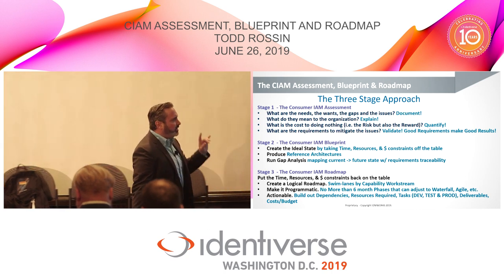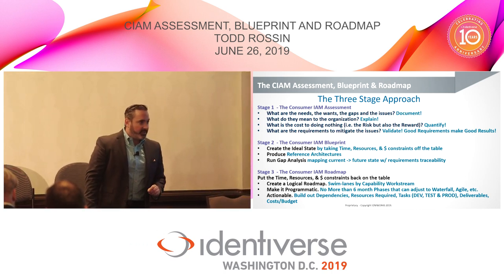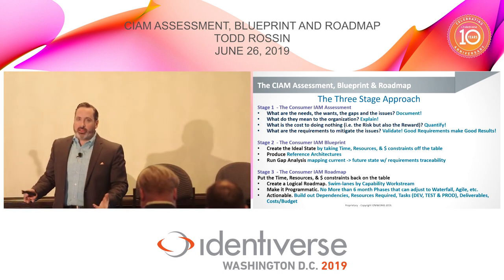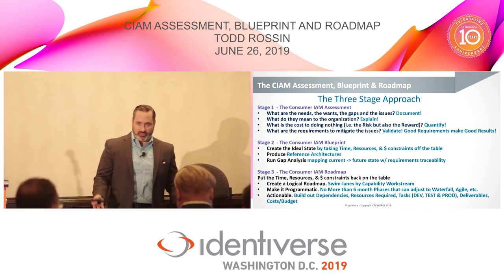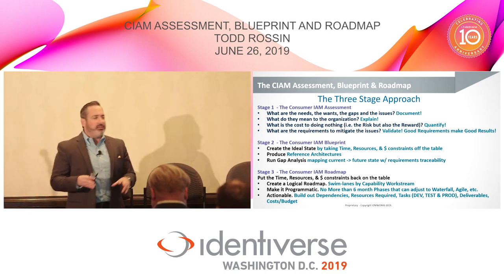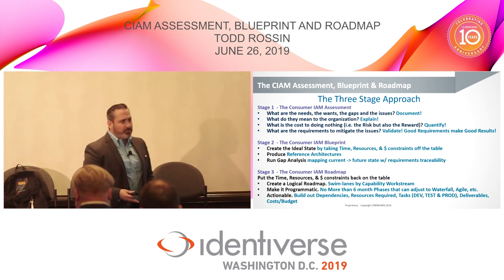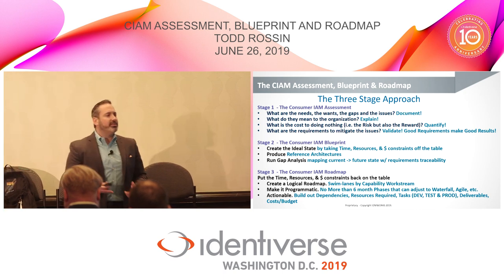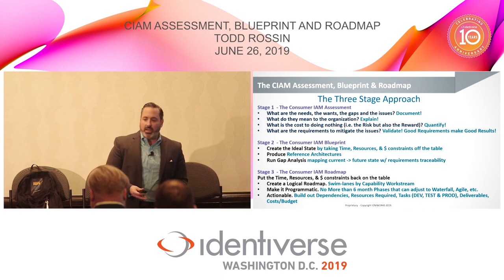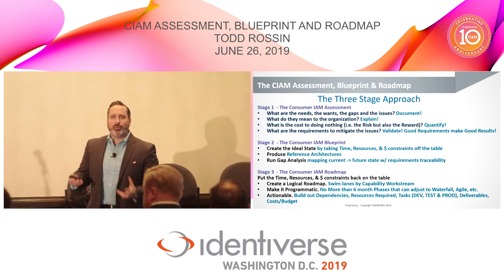We want to go into the roadmap. Here's the thing about the roadmap. Got to put the constraints back in. The reason we took them out was so we can see what this ideal state would look like. We're not going to do everything. Nobody has ever done everything. Put time, resource, constraints back in, and if we've prioritized our issues, we know what we need to do first, second, third, fourth, 1A, 1B, 1C maybe. And now you can build out a logical roadmap.